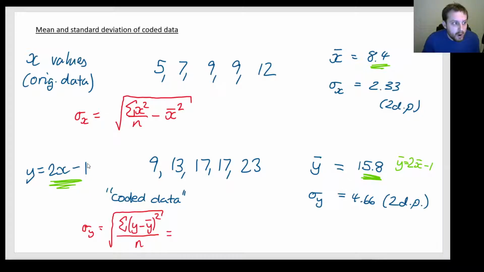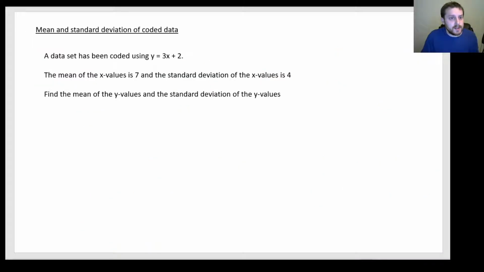The minus 1, or any additional subtraction after the doubling, will not affect how spread out or varied the data is. The only thing that it affects is the mean. So for us, sigma y is 2 lots of sigma x. The minus 1 does not affect anything. So let's look at this example question.